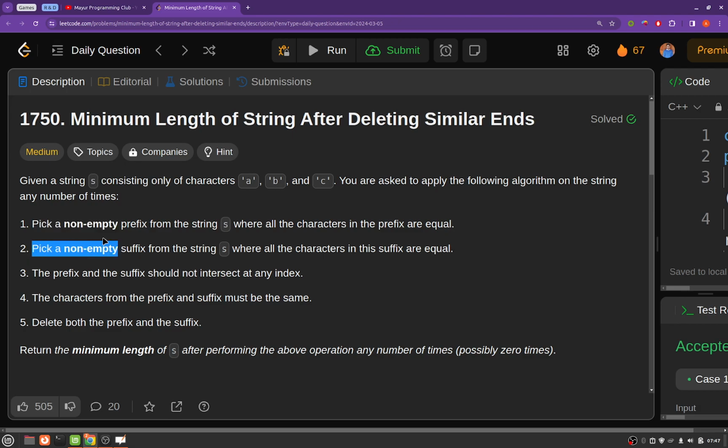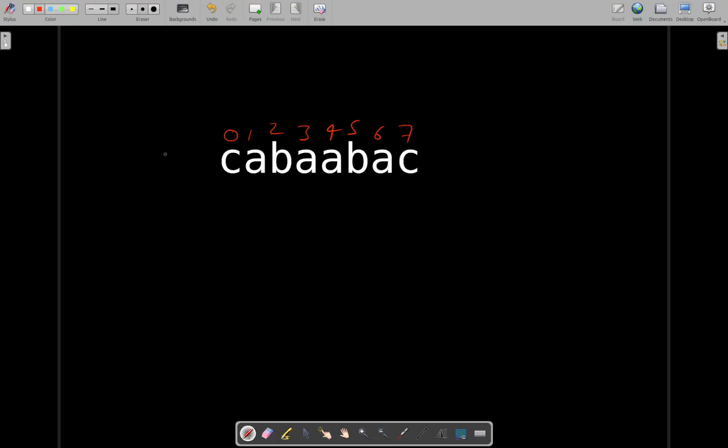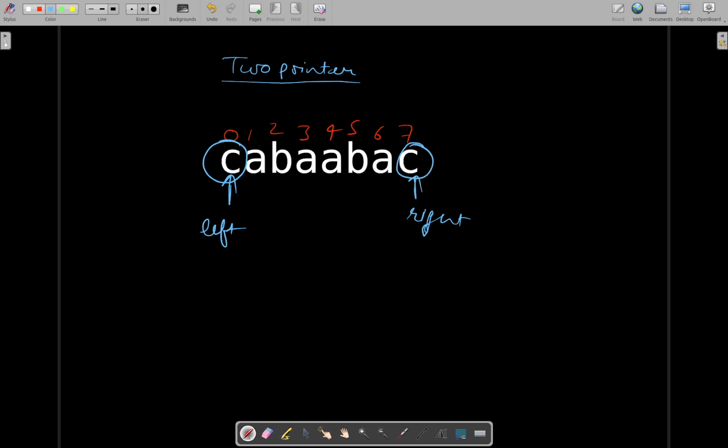Okay, so approach that is coming straight away into my mind is, we can use a 2-pointer approach here. Okay, it will help us to pick suffix and prefix. Okay, how so? Let's say there is a pointer here, let's call this left. There is a pointer here, let's call this right. Now as you can see, these two characters are matching, the characters pointed by left and right.